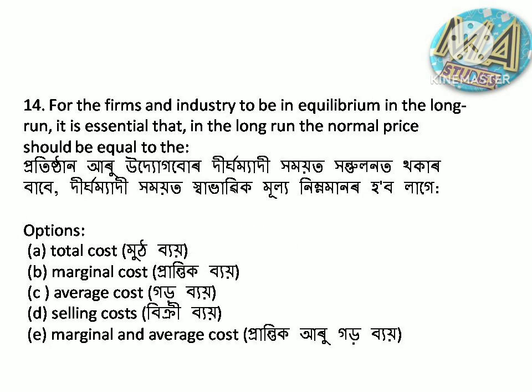14. For the firms and industry to be in equilibrium in the long run, it is essential that, in the long run, the normal price should be equal to the: A. total cost, B. marginal cost, C. average cost, D. selling costs, E. marginal and average.